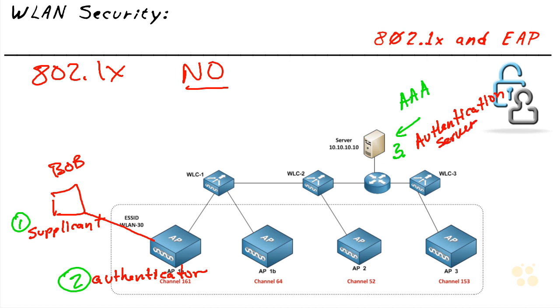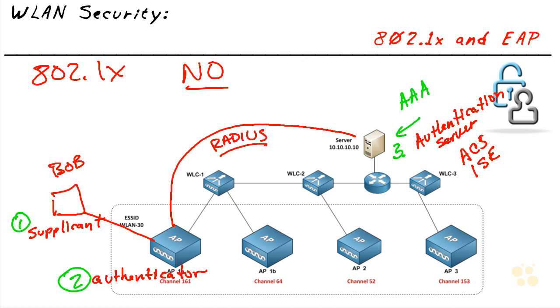And there are several flavors of authentication servers. There's Cisco's ACS product, and they have several different versions of that. Cisco has a product called ISE, the Identity Services Engine. And there's a whole bunch of open solutions as well. So Bob's credentials, which have been given to the authenticator, are going to be passed up to the AAA server, and the protocol between the authenticator and the AAA server is going to use RADIUS. That's the language of love between the authenticator and the authentication server.